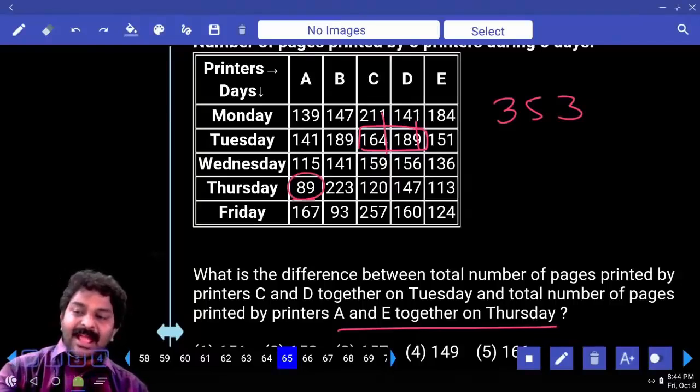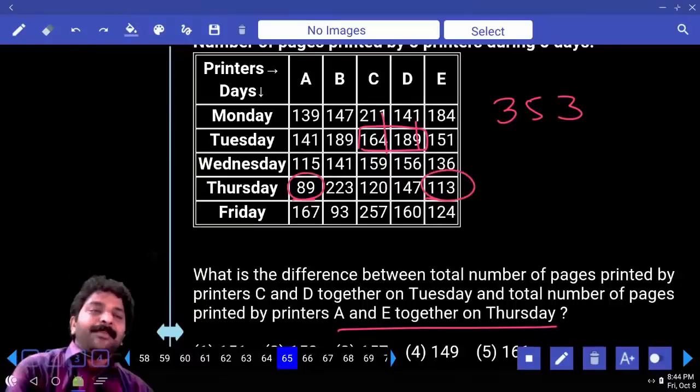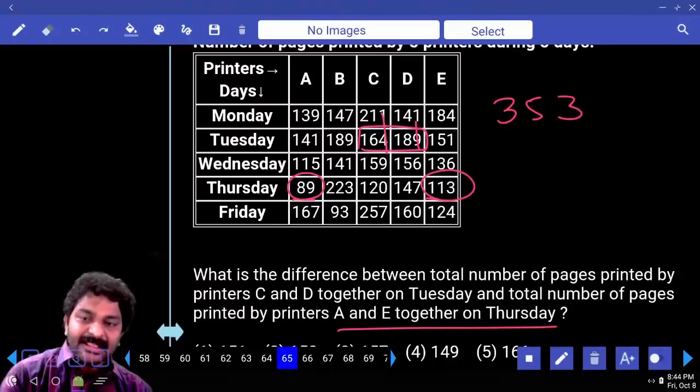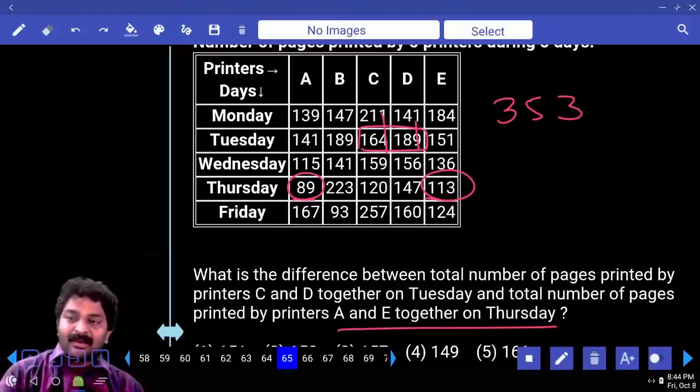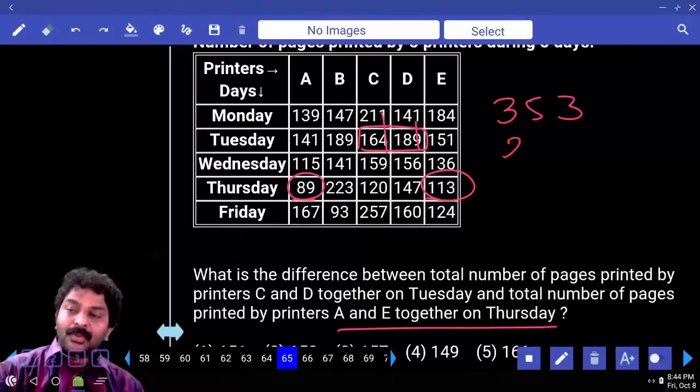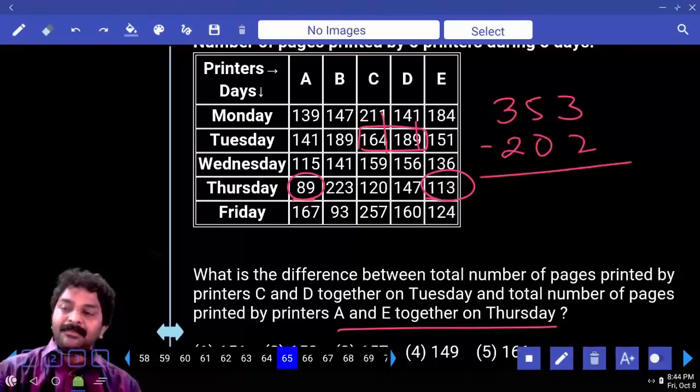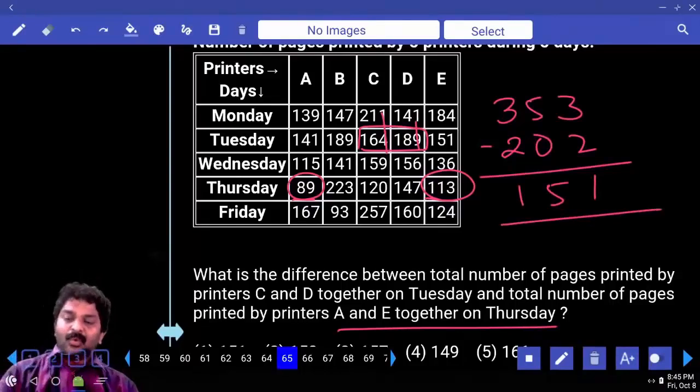Thursday, A and E. 110 plus 80, 190. 9 plus 3, 12. 190, 12. 202. Subtracted from 353. Answer 151.